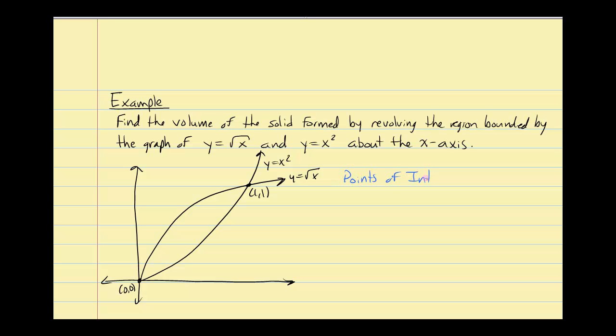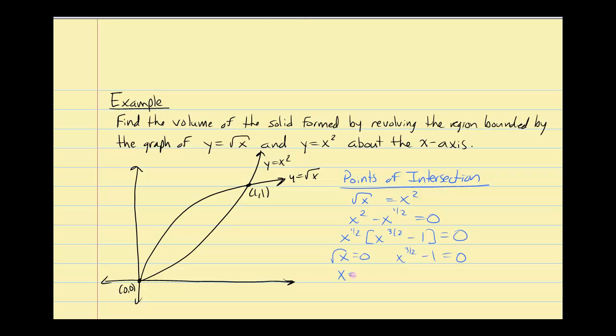Well, how do you find your points of intersection? You set the functions equal to each other. So points of intersection, set them equal to each other. Square root of x equals x squared. I'm going to subtract square root of x and rewrite it as x to the 1/2. Factor out x to the 1/2, and I'm left with x to the 3/2 minus 1. Using your zero factor property, I get the square root of x equals 0, or x to the 3/2 minus 1 equals 0. Here, x is 0. Here, x is equal to 1 to the 2/3, which is 1. So that's how I get my points of intersection of 0 and 1.